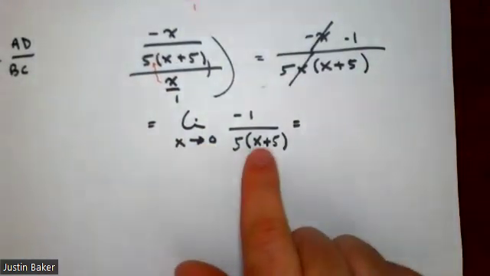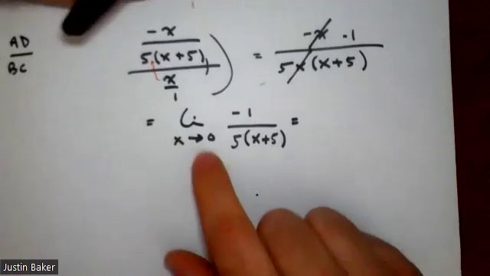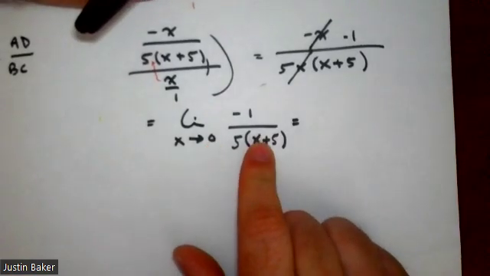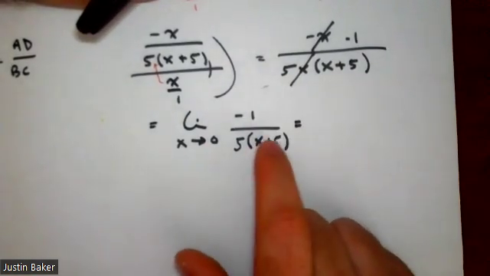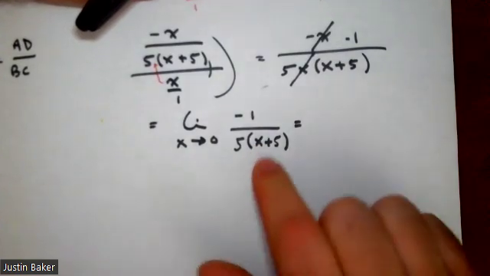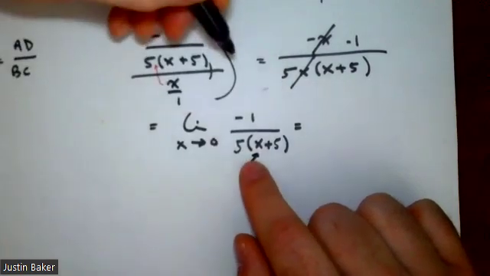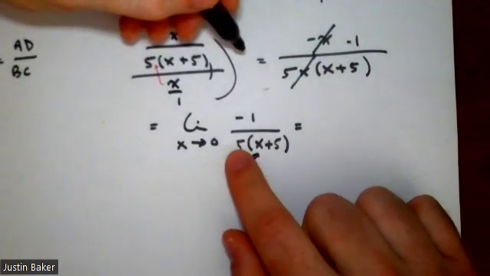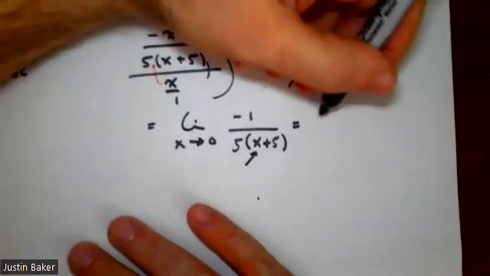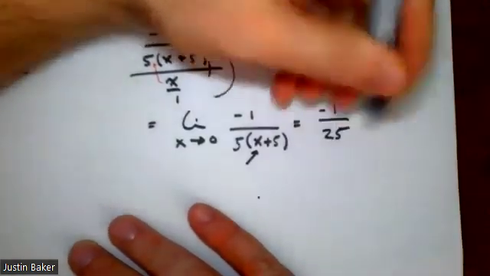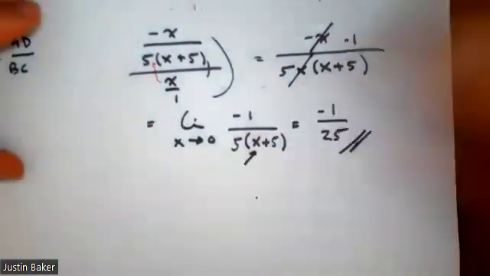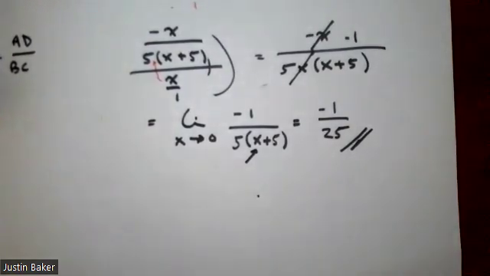Could I plug in my 0? You always want to keep one eye on the thing that you're approaching, and could I plug it in without making the bottom result in 0? And the answer here is yes, you could do that. If I put in 0 here, this becomes 0 plus 5, which is 5. 5 times 5 is 25, and then that would result in negative 1/25 for your final limit.